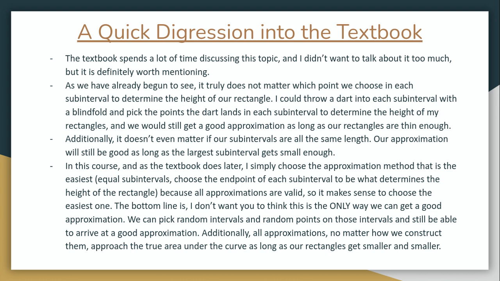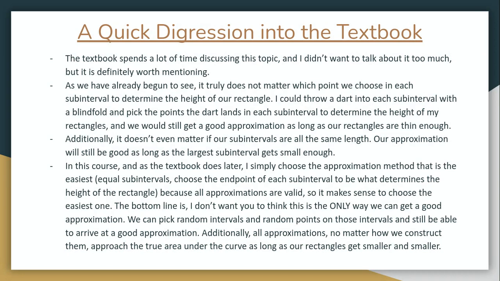The bottom line is, I don't want you to think that this is the only way we can get a good approximation. We can pick random intervals and random points on those intervals and still arrive at a good approximation. Additionally, and this is the point I really want to nail home, all approximations, no matter how we construct them, approach the true area under the curve as long as our rectangles get smaller and smaller. No matter how absurd we construct them. Well, within reasonable bounds.